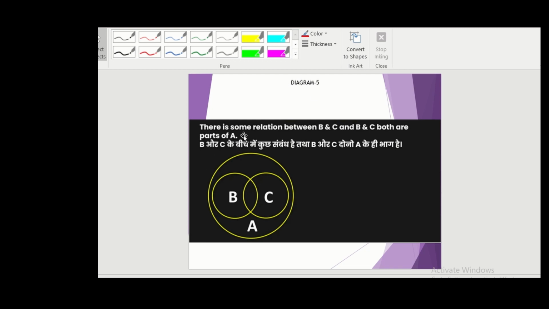Diagram number 5, there is some relation between A and C, and B and C; both are part of A. As an example, we can say A is our face, B is our mouth, and C is our nose.